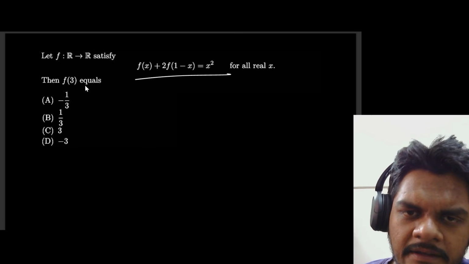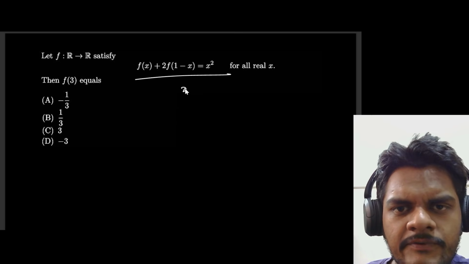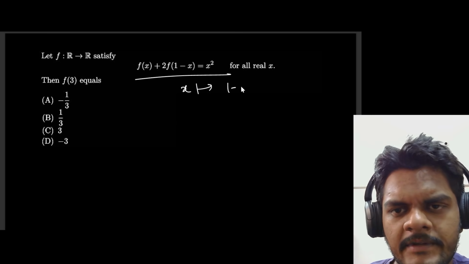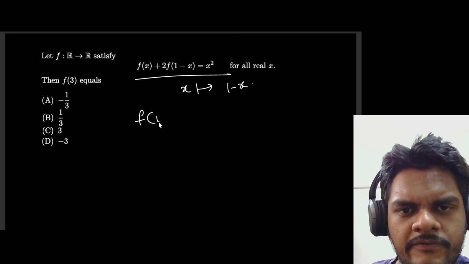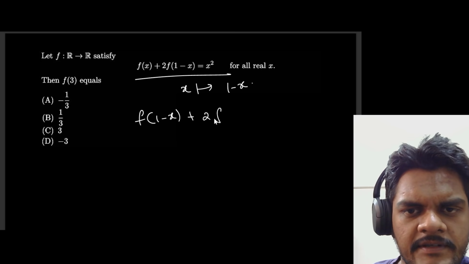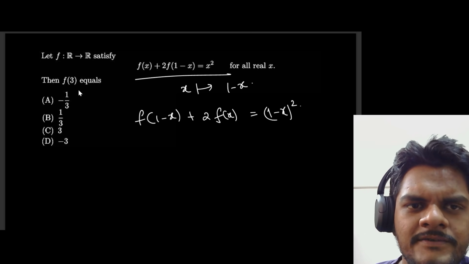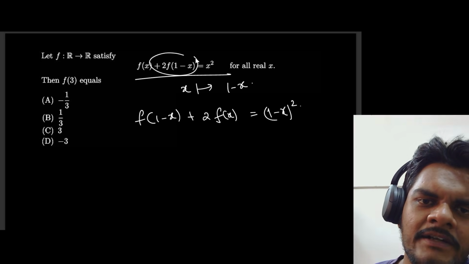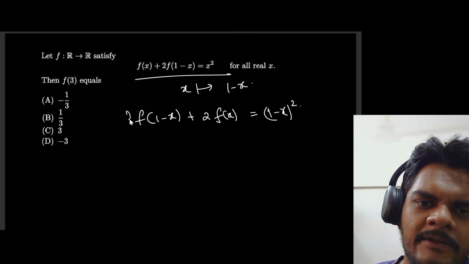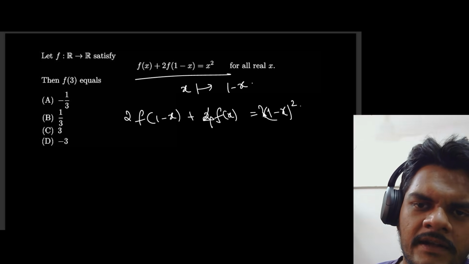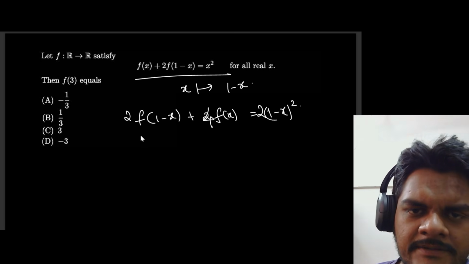Pause the video and try, and I hope you have done that. So if you replace x with 1 minus x, you'll get f of 1 minus x plus 2 times f of x is equal to (1 minus x) whole squared. So to find f of x, I just need to eliminate f of 1 minus x. So I'll multiply this by 2, so I'll get 4 here, I'll get 2 here, and I'll subtract these both.